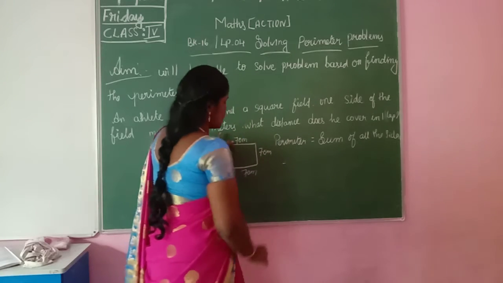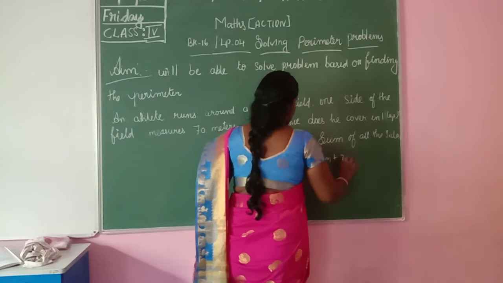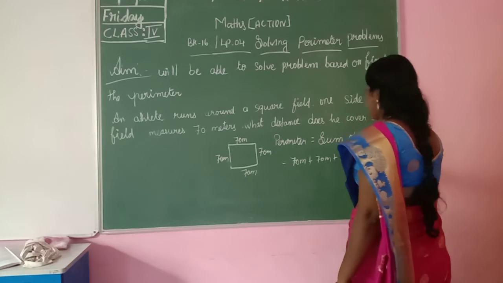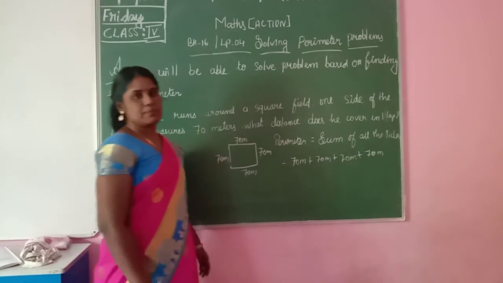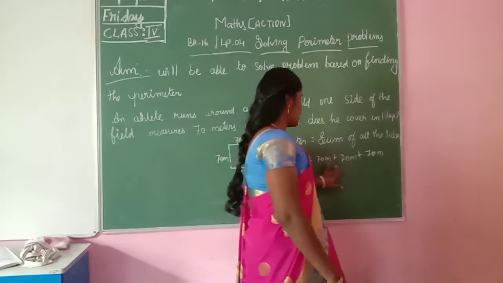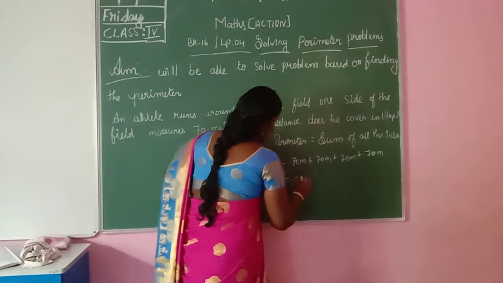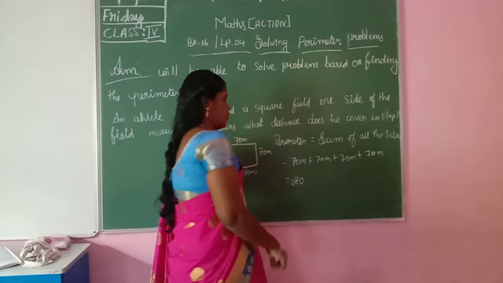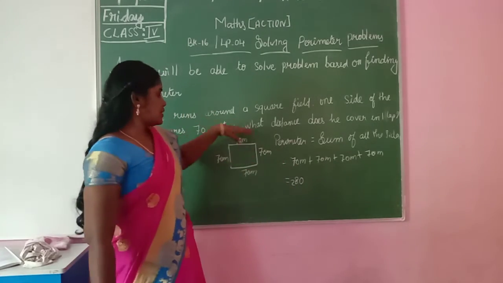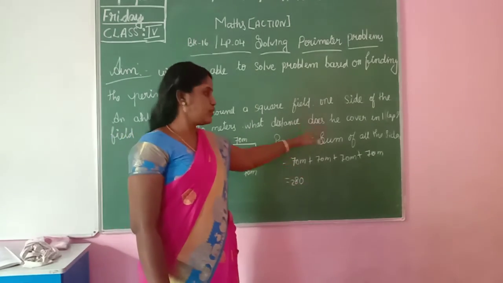On this side is 70 meters, 70 meters, 70 meters, 70 meters and 70 meters. A square has 4 sides, that's why I wrote 4 times 70 meters. Then we need to add everything. 1 7 is 7, 2 7s are 14, 3 7s are 21, 4 7s are 28. We write 28, and then we add 0. Here the athlete ran 280 meters to cover one lap. We need to solve like this.